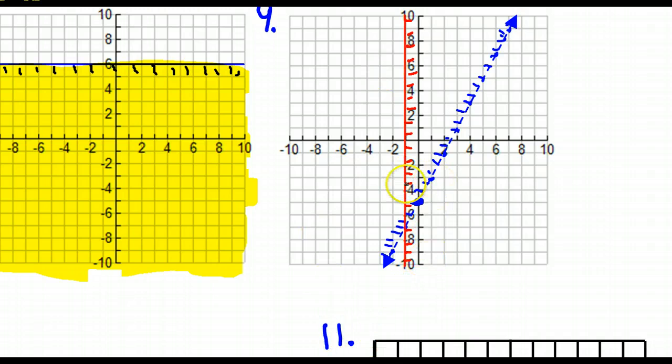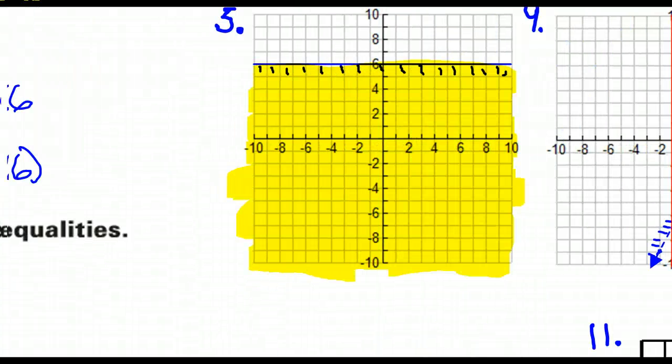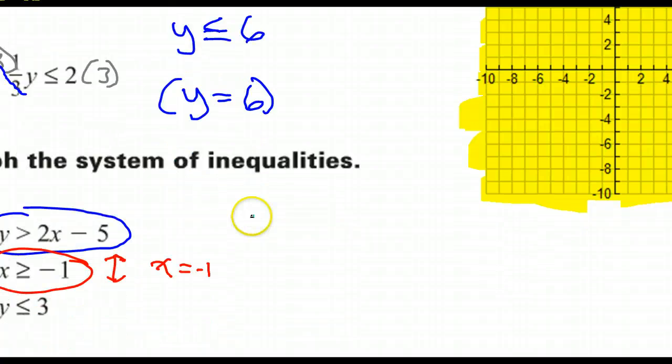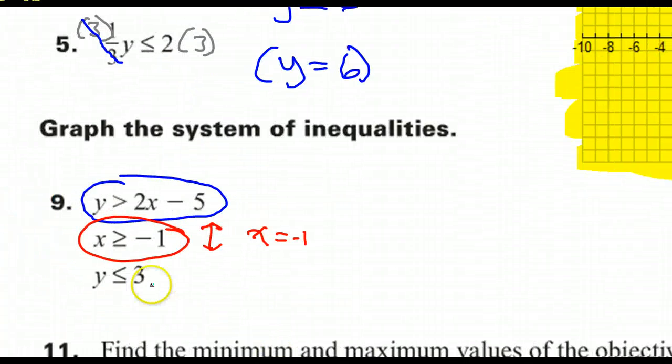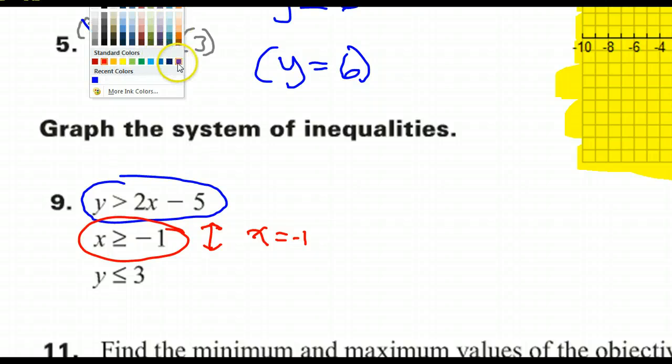So far that makes our feasible region inside this V right here, in the top. That's what satisfies the blue and the red. But there is one more inequality, and that is this one. Y is less than or equal to 3. I'll do this one in purple.